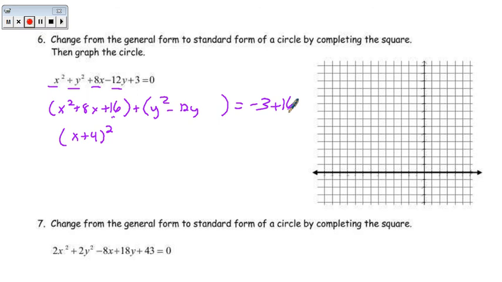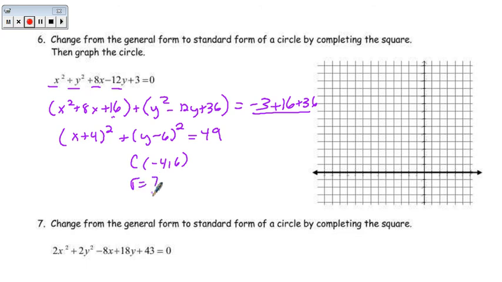We're going to do the same thing for this y value. So half of 12 is 6. 6 squared would be 36. Since I added 36 to the left side, I have to add 36 to the right. I'm going to bring this down into factored form. Gathering up all these numbers over here, we get a total of 49. Now I can see my center. That's my center. And I can see my radius will be 7.